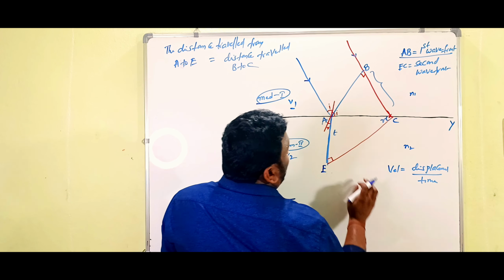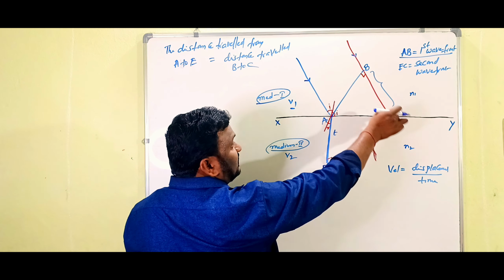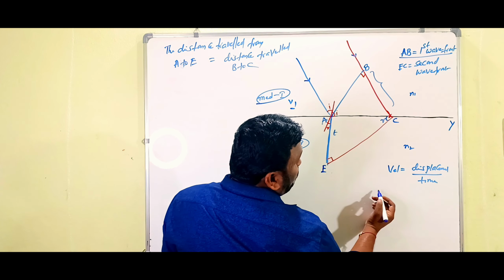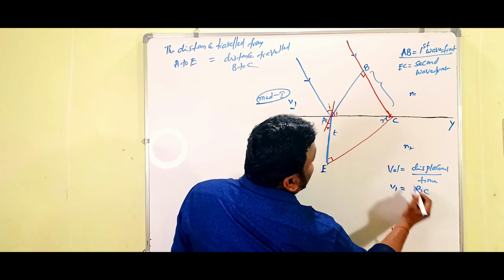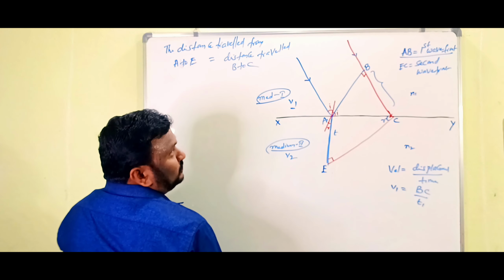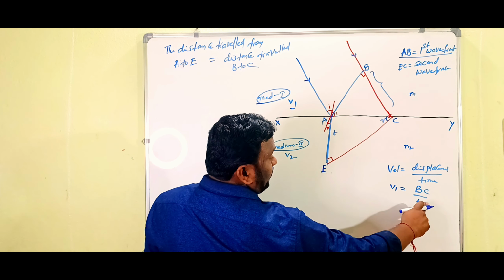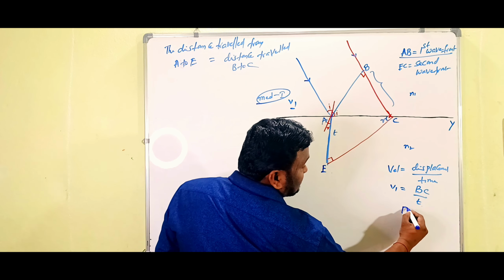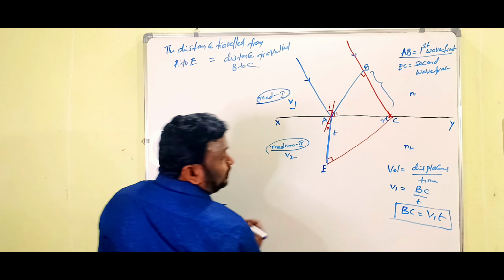So children, here BC is in the first medium. B to C, that is in the first medium. That's why I am going to write V1 is equal to BC by time T1, that is T. Clear? So the time taken from B to C is T. And what is the velocity? It is the first medium, so I write V1. Then BC is equal to V1 T.